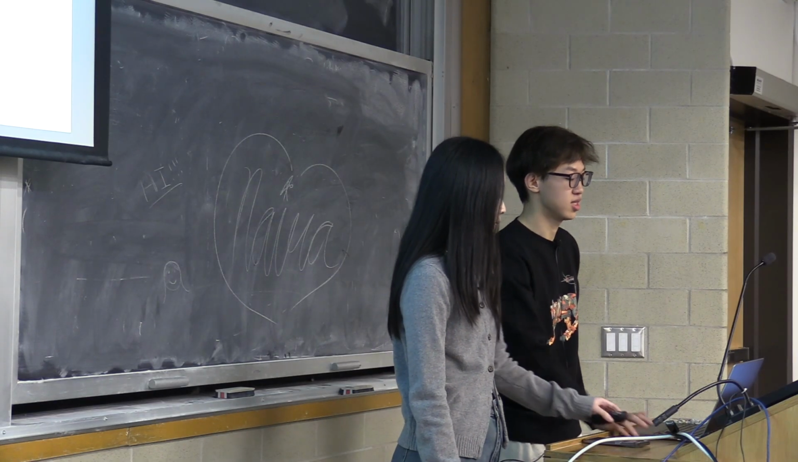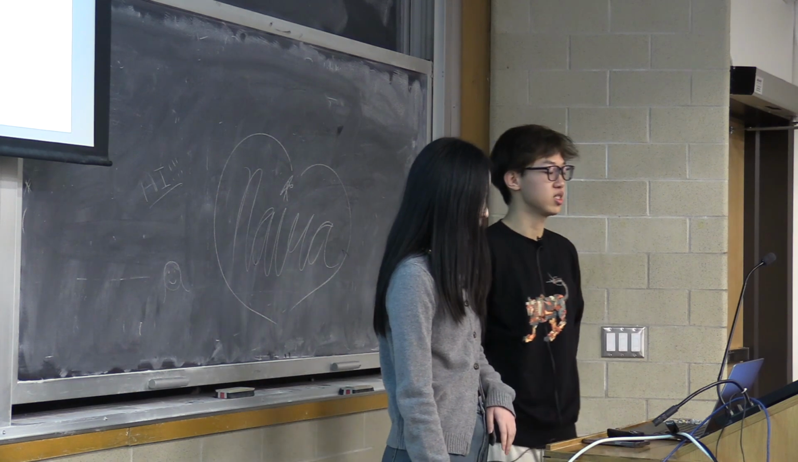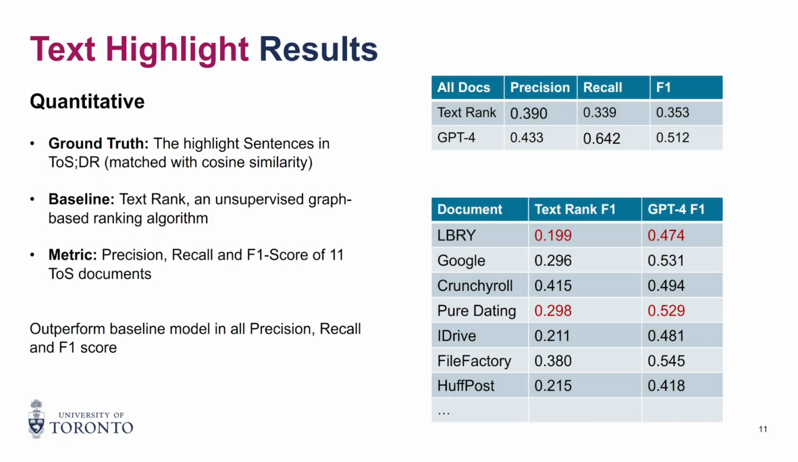To evaluate the text highlights, we use the highlights from the ToS Didn't Read website as ground truth, and use TextRank, an unsupervised ranking algorithm, as the baseline, and measure the precision, recall and F1 score. As we can see from the upper right, our GPT model outperforms on all 3 metrics, and some documents show a really big difference between these 2 models' F1 scores.